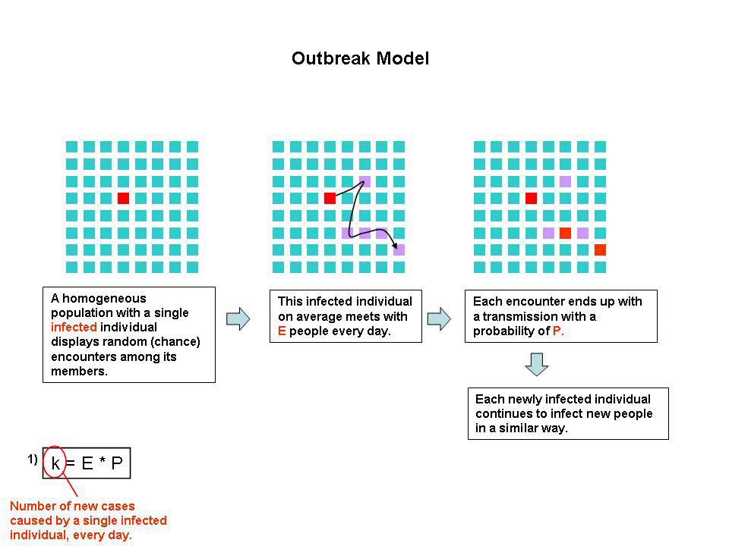The average number of people, E, and the probability of transmission, P, are average numbers. As the population is homogeneous, on average, every day, these numbers are the same. But as you can see from this definition, at the bottom corner, the number of new cases caused every day by a single individual is E times P, which we gave the name K.